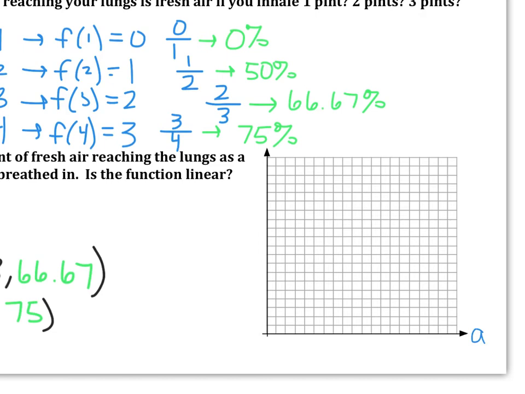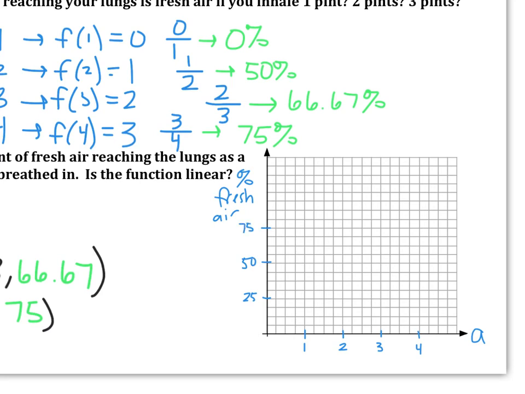So now over here, we are going to compare our amount of air breathed in, A, to the percent of fresh air. I'm going to scale it very similarly. Every 4 is going to be 1 pint of air breathed in. And I'll do the same thing and go up by 25% increments. 1, 2, 3, 4. So every 4 will be 25%. That's 50, and there's 75.